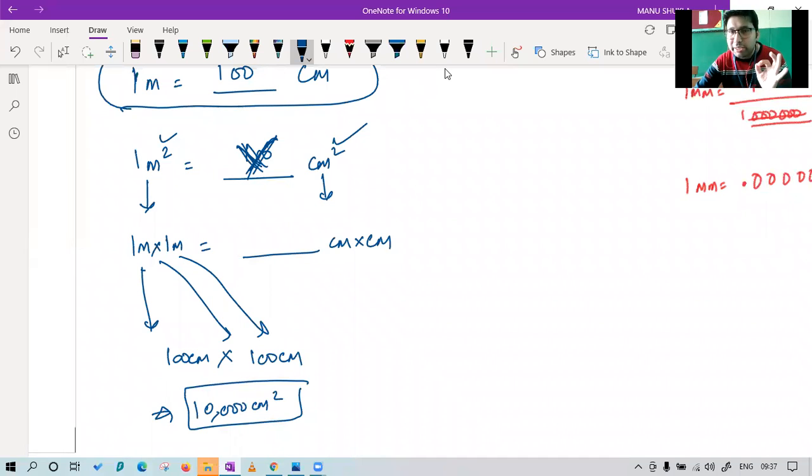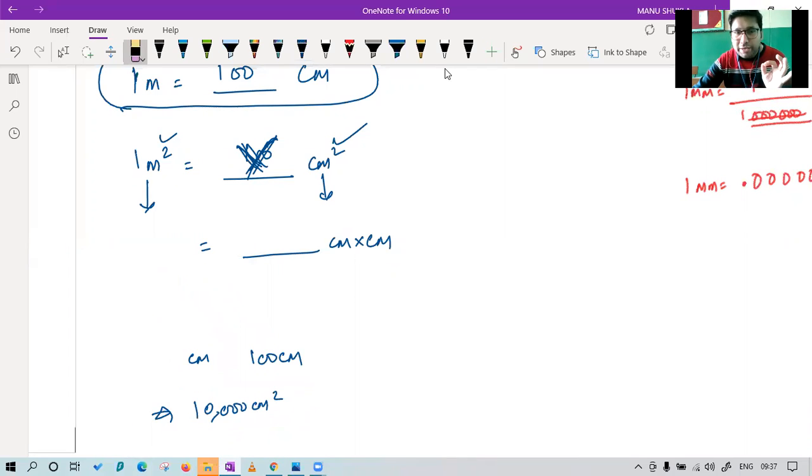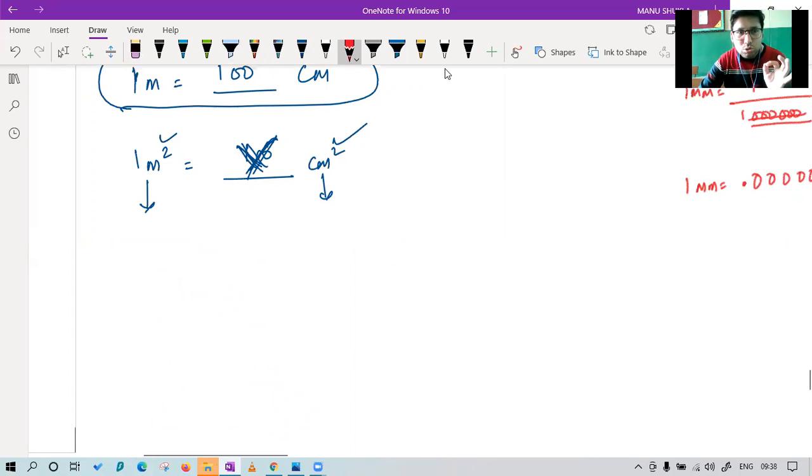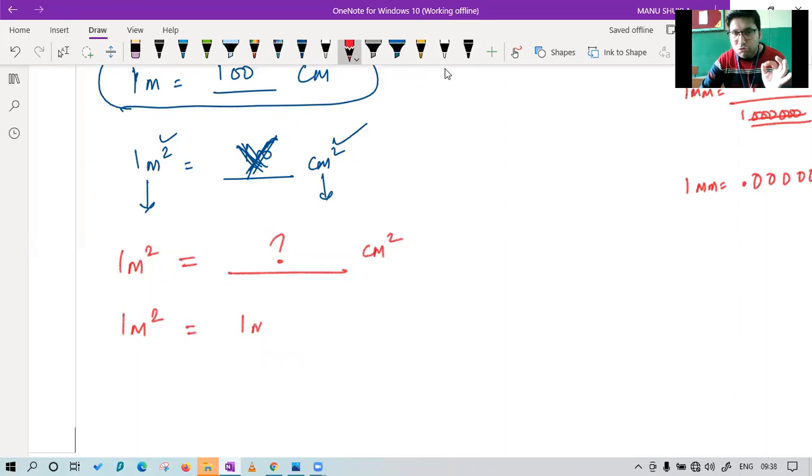I am repeating this question again. Please see. We were trying to find the value of 1 meter square in centimeter square. Let me write the question again. So 1 meter square in centimeter square. I can write 1 meter square as 1 meter into 1 meter, and this is actually 100 centimeter.